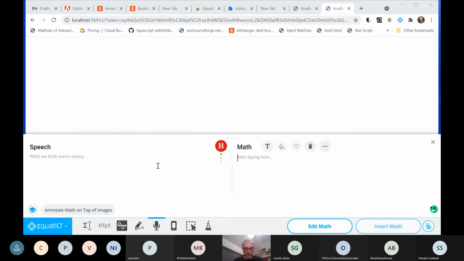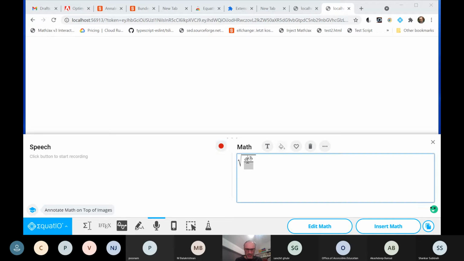The square root of the fraction of a over b. Well, that is actually not too bad. I mean, it didn't quite get the a over b, so it made an a divided by b, a beveled fraction rather than a proper fraction. But in terms of recognition, that was actually not too bad.